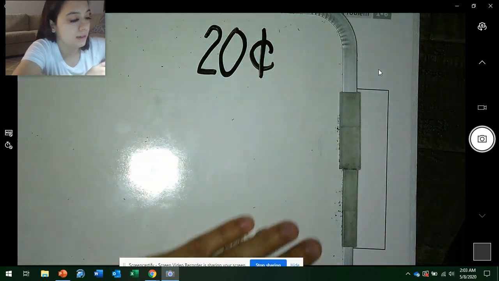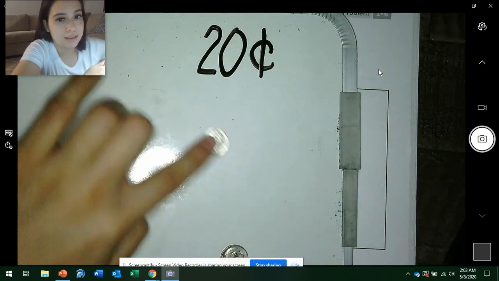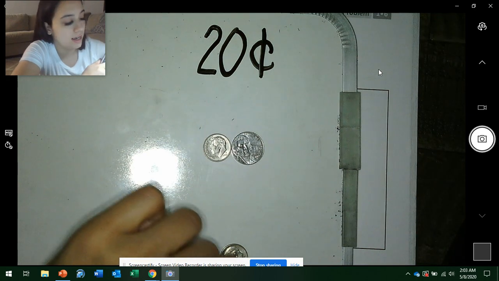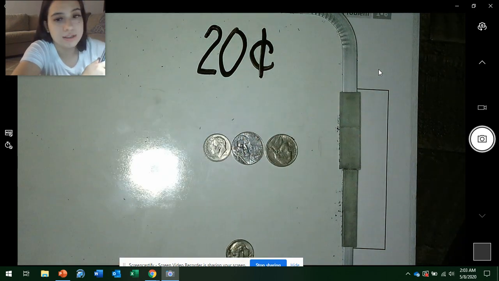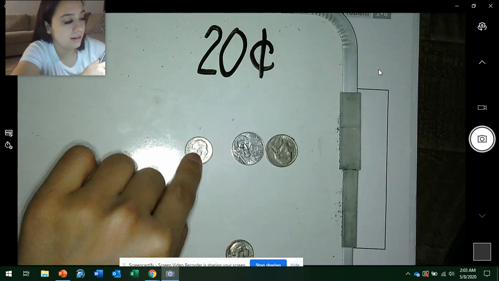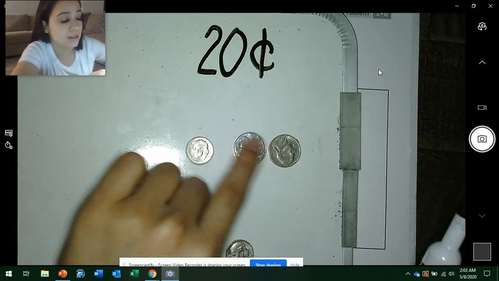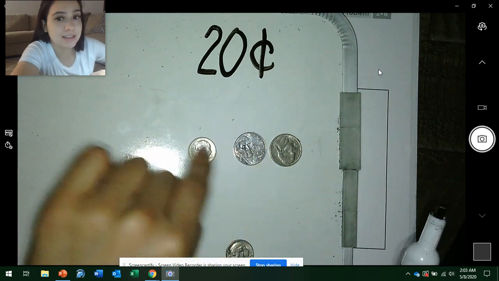Or you could have used a dime, 10 cents, a nickel is 15 cents, and another nickel is 20. So it's 10, and these two make up 10. Remember from our practice? So 10 plus 10 cents is 20 cents.